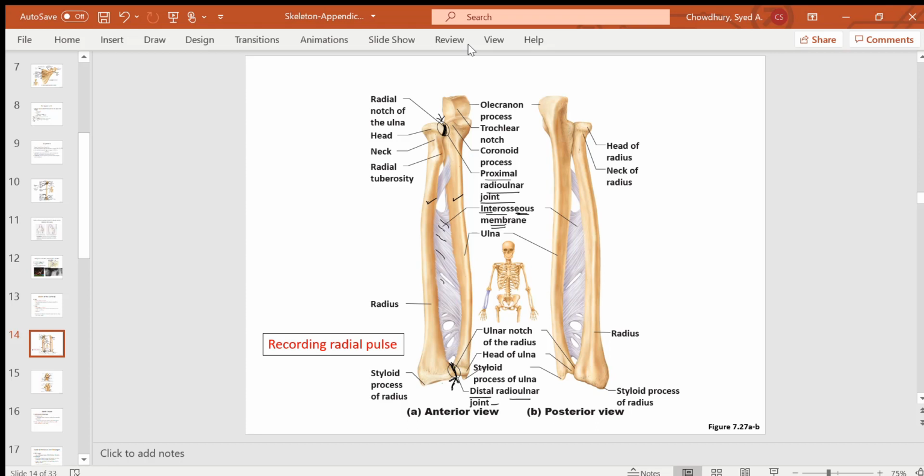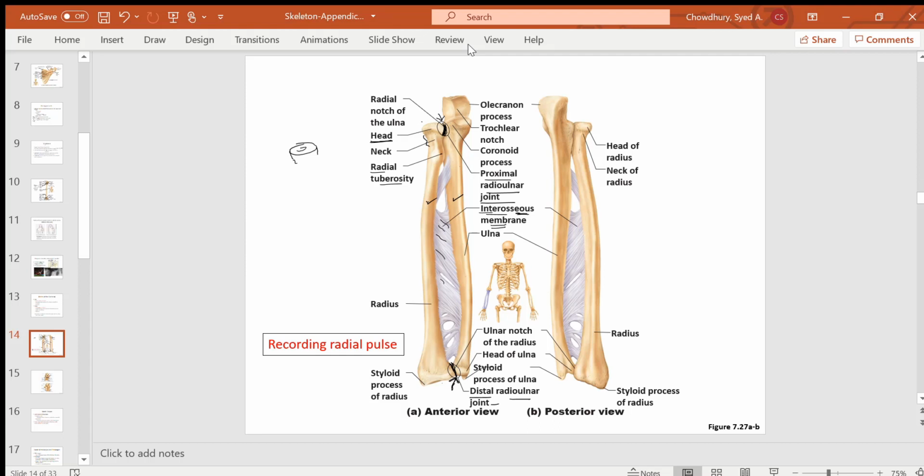Now if you see the radius, the upper end of the radius has a head, and this head is not spherical, but the upper surface is flat, okay, like this. So it is a disc shape, flat upper end. So this is the head of the radius, and below the head you have the neck, makes sense, and below the neck you have a raised, slightly elevated area that is called the radial tuberosity. Okay, so those are three structures at the upper end.